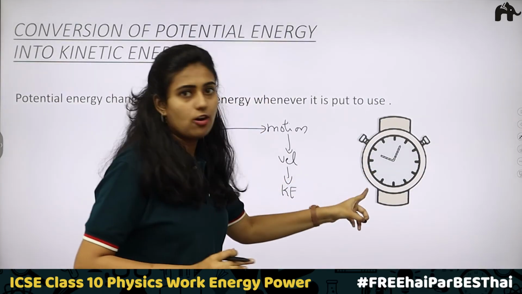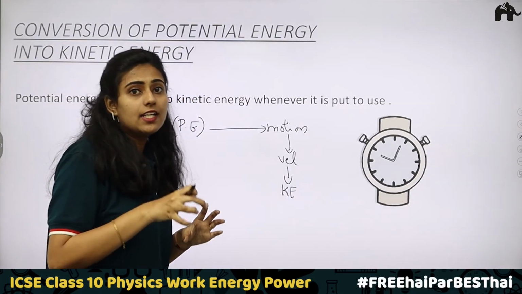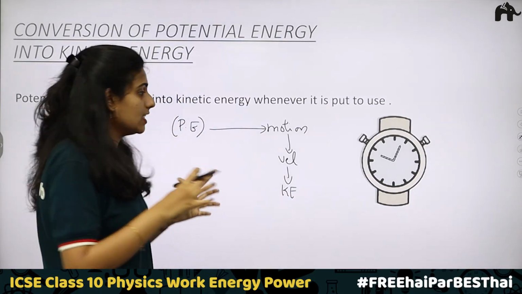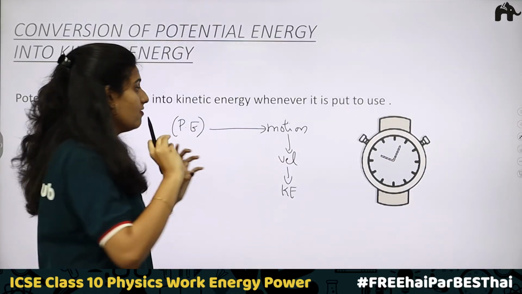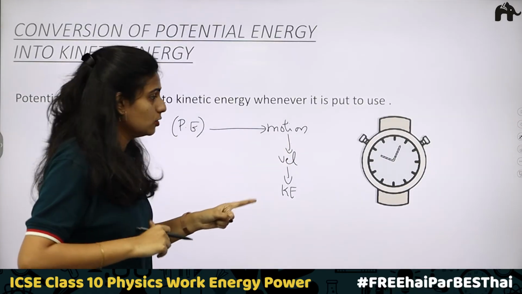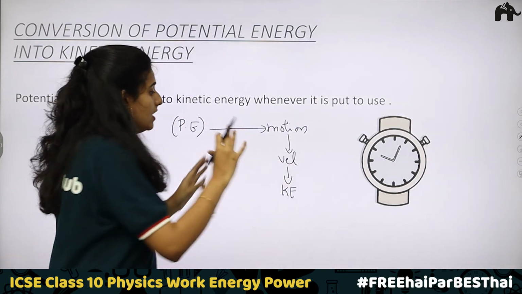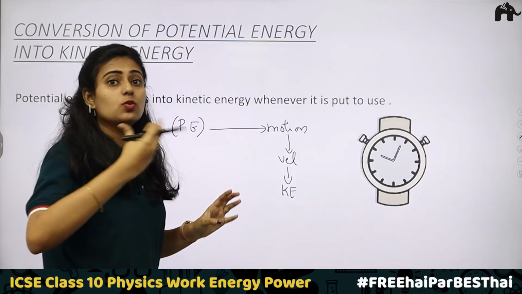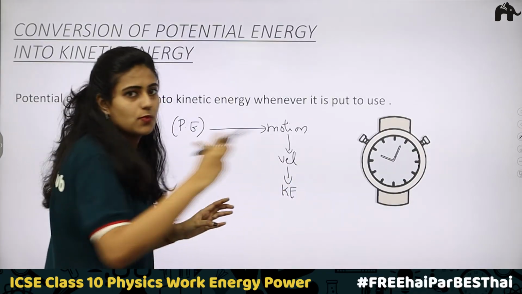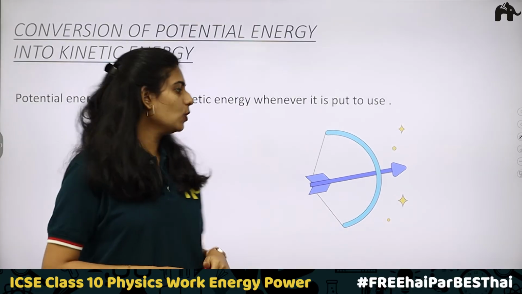Understood? In case of a watch or in case of toys. In case of toys, while winding, elastic potential energy is getting stored in the body. When it is released, the body comes to motion. That is, the spring comes to motion. When there is motion, there is velocity and there is kinetic energy. This kinetic energy gets transferred to the toy and the toy starts moving. Okay, clear? Next example is bow and arrow.